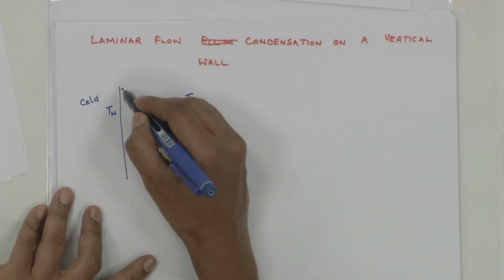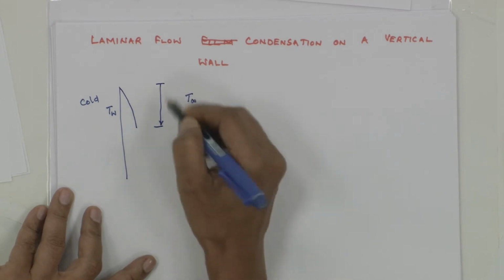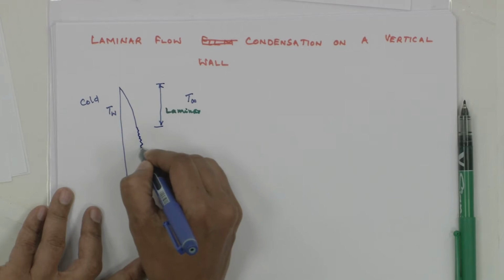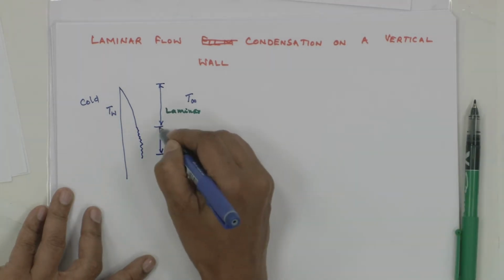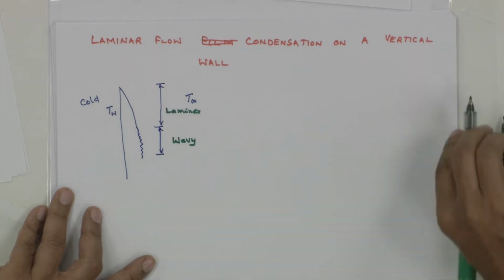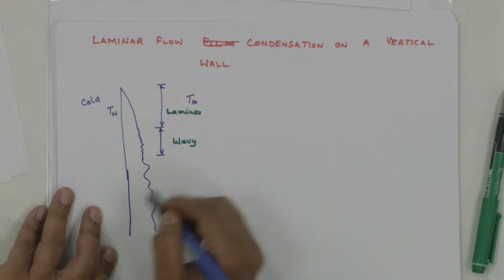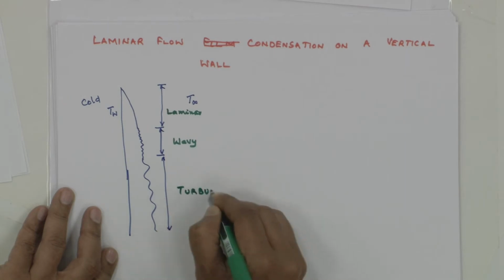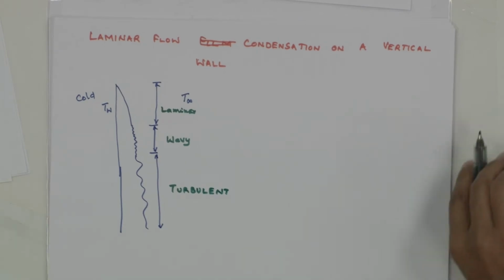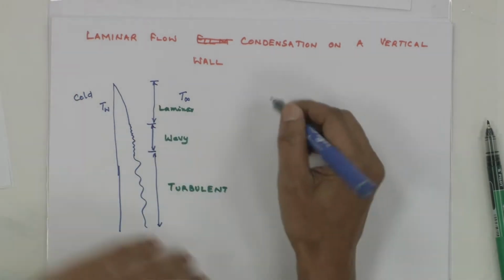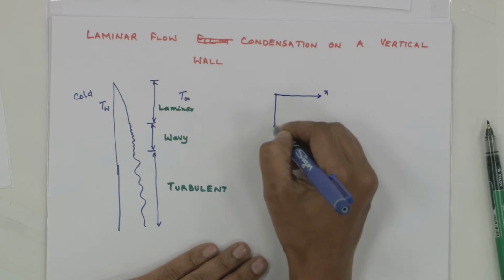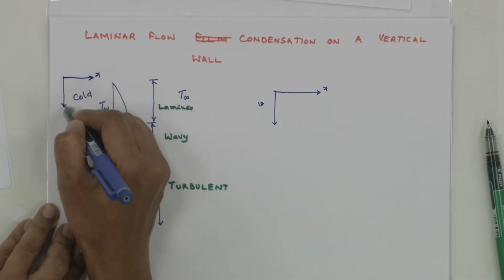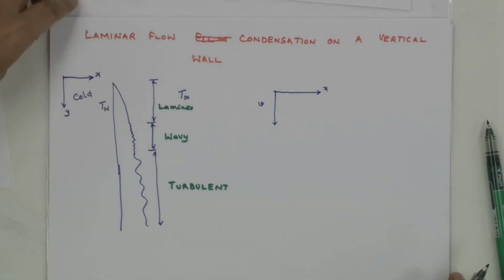Now initially it may be laminar because the flow rates are less. This is laminar, but it may transit if the flow rates increase to wavy, and subsequently it becomes turbulent. This is turbulent. So if I were to plot the vertical velocity v in the downward direction, this is the x and this is the y. Actually interestingly I am going to choose this is my x and this is my positive y, because that becomes a little easy to derive. So I choose that way.